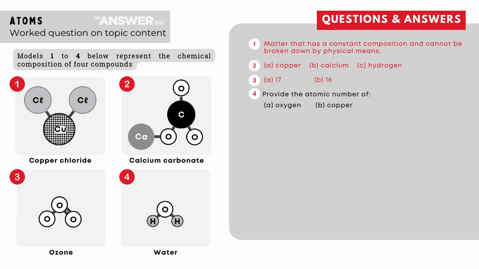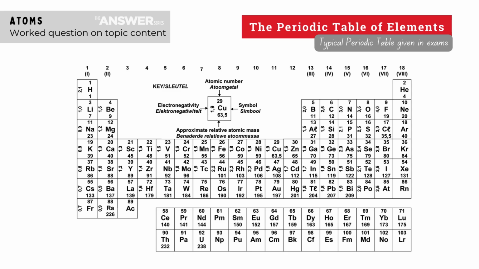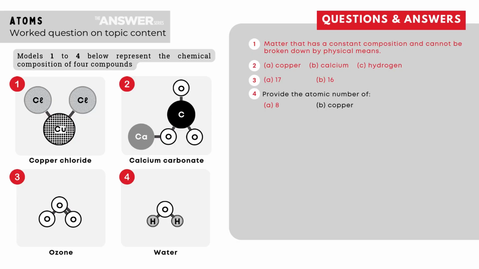Provide the atomic number of oxygen and copper. So again, for this, you would use your periodic table. Now, the first step is to remember what the symbol for oxygen is. That is an O. So you locate the O on the periodic table and you see that the atomic number, according to your key that's provided, is the 8. So oxygen has an atomic number of 8.